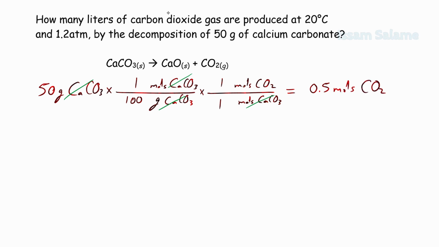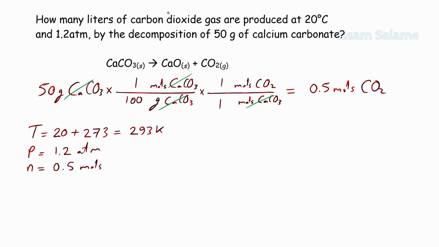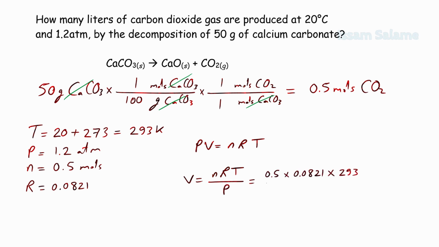And now we apply ideal gas law to find the volume of carbon dioxide. We write the given: temperature is equal to 20 degrees Celsius plus 273 to convert it to Kelvin, it's equal to 293 Kelvin. Pressure is equal to 1.2 atmosphere. Number of moles is equal to 0.5 moles, and since pressure is in atmosphere, the proportionality constant is equal to 0.0821. We write the law PV equal to nRT, so volume is equal to nRT divided by P. We replace the variables by their values, and we find the volume is equal to 10 liters of carbon dioxide.